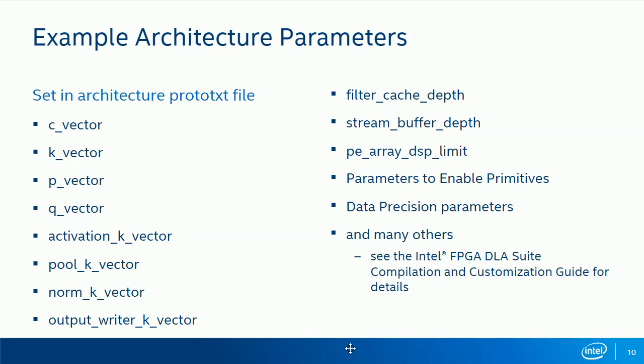Here are some architecture parameter examples. CVector, KVector, PVector, and QVector describe the properties of the convolution processing element. Activation KVector, pool KVector, norm KVector, and output writer KVector dictate the parallelization of those particular auxiliary kernels. The filter cache depth and stream buffer depth dictate how much on-chip RAM is used for each of those purposes. There are parameters to enable various primitives, parameters to enable different data precision, and many others. We will talk about the most important parameters in this section. For a complete list of customizable parameters, see the DLA Compilation and Customization Guide.